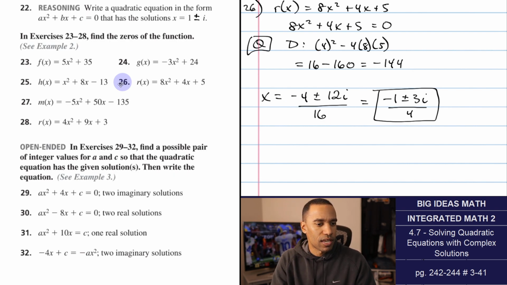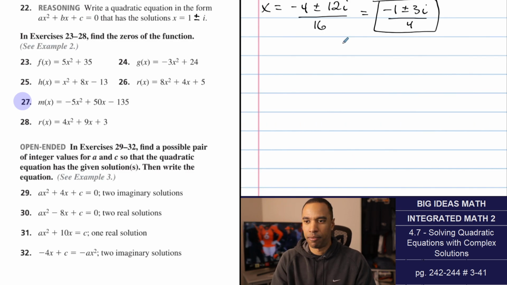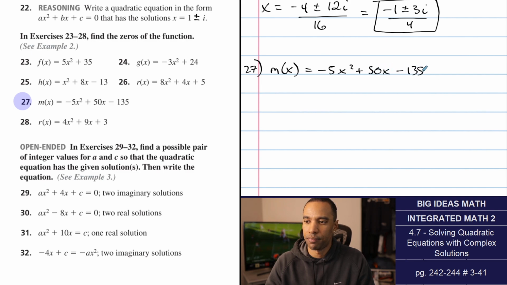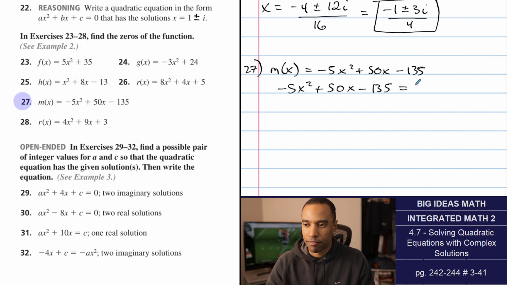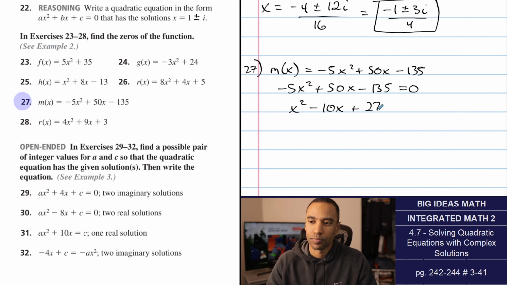Number 27. Bigger numbers, but I see a common factor of 5 I'm going to be taking care of in just a moment. We have m of x equals negative 5x squared plus 50x minus 135. I'm going to set it all equal to 0, and then get out my greatest common factor. Now, it's not just a 5, it's a negative 5, and that's good. If I divide everything by negative 5, my x squared becomes positive, which I like.